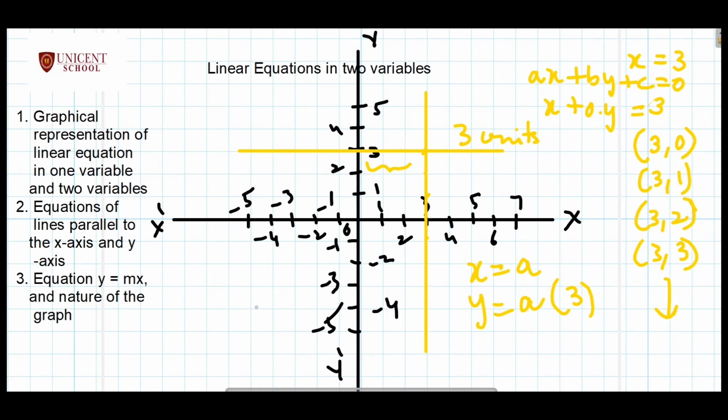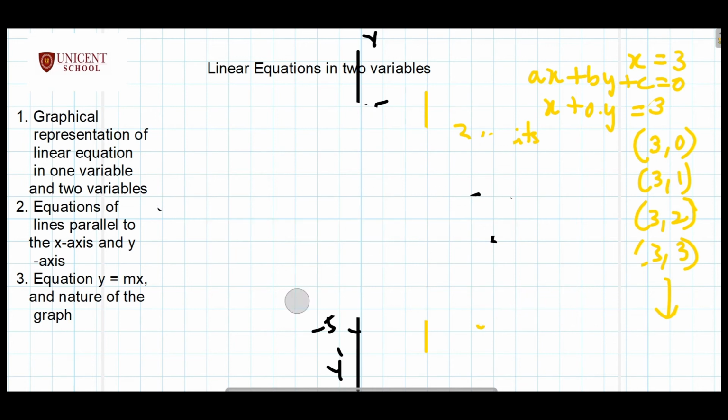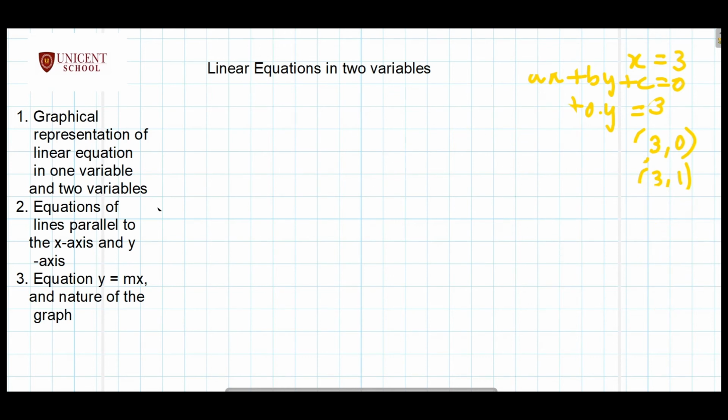Now let us see what y equals mx is and what kind of graph we will get for that. So I'll take one example for the same. y equals mx. So let me take y equals, m is any constant, we will take it as 2x, right? So if I want to represent it graphically, I need to first get some ordered pairs for the representation.